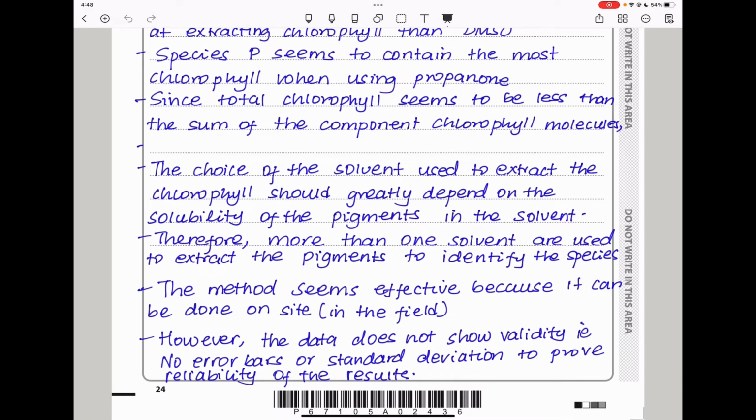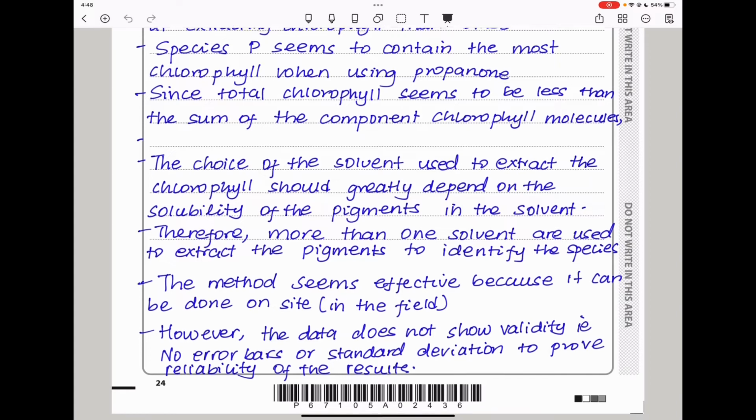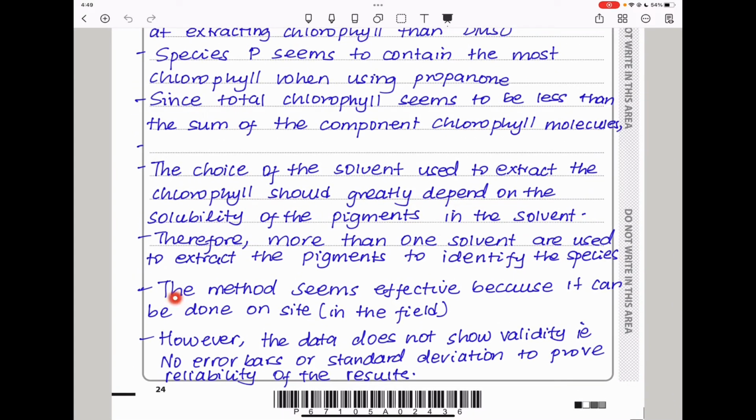So here I say, therefore, more than one solvent may be used to extract the pigments to identify the species, so using two or more based on which one is more soluble in which leads to a higher concentration. Also, the method seems effective because it can be done on site, meaning in the field.